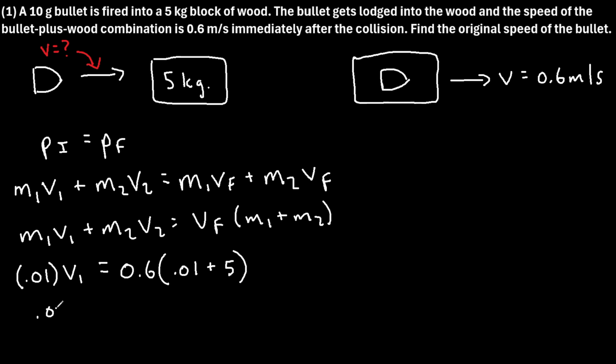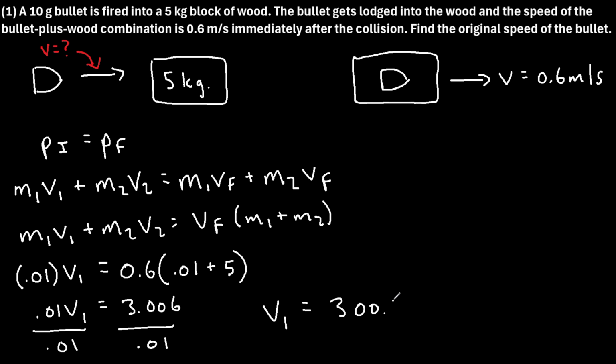So we get 0.01 v1 is equal to, on the right-hand side, 3.006. And to solve for v1, we'll just divide both sides by 0.01. What we end up with is v1 is equal to 3.006 divided by 0.01. That comes out to 300.6.